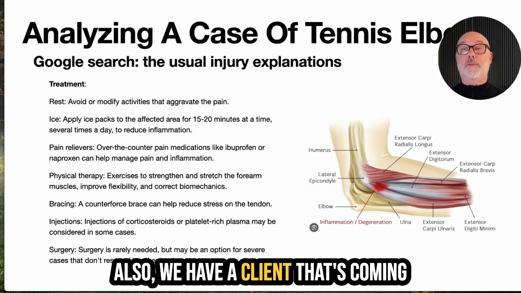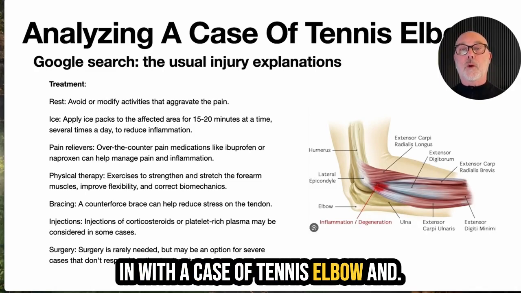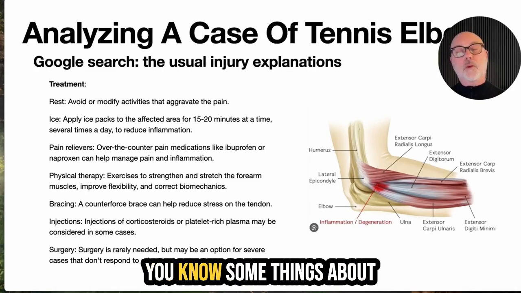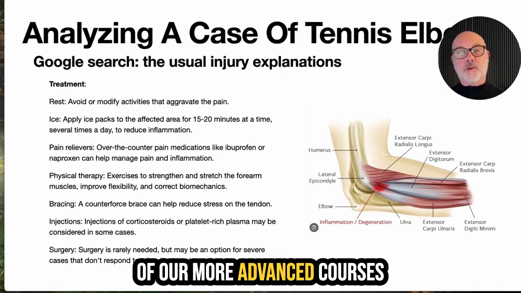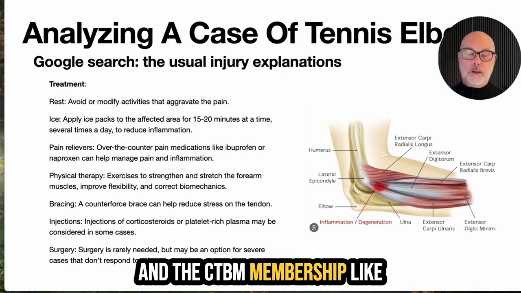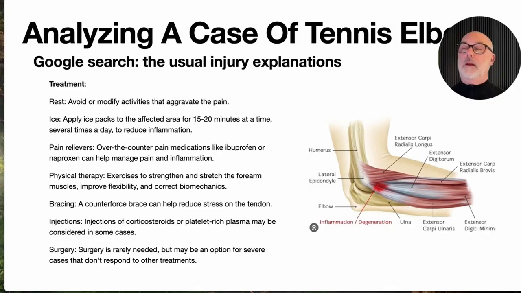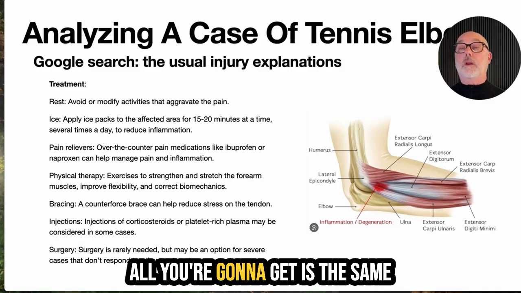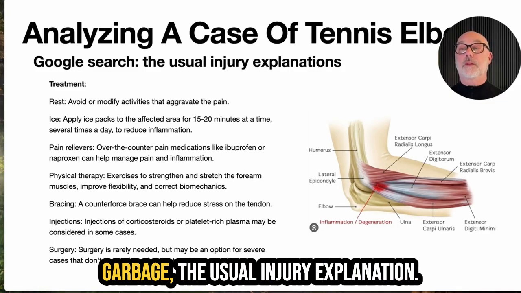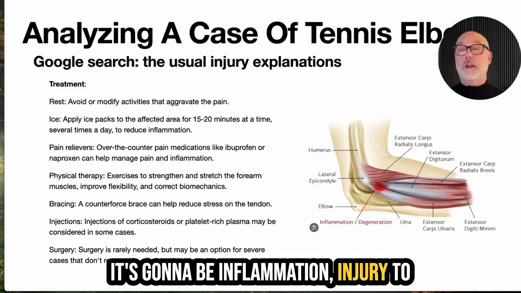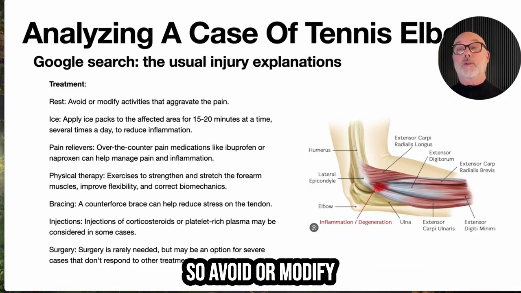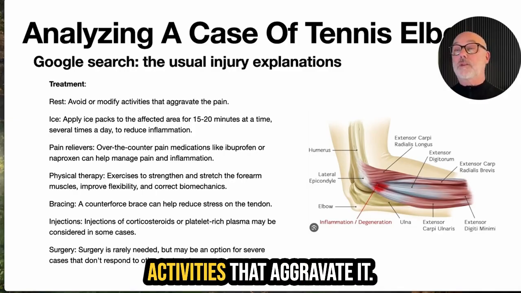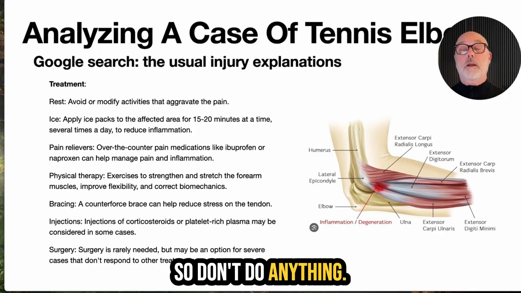Also, we have a client that's coming in with a case of tennis elbow. And you know some things about it, but it's covered in some of our more advanced courses and the CTB membership. I'd like to learn a little bit more. Don't do a Google search because all you're going to get is the same garbage. The usual injury explanation. It's going to be inflammation, injury to the joint, and all the recommendations are pretty much useless. So avoid or modify activities that aggravate it. So don't do anything, which does no good.